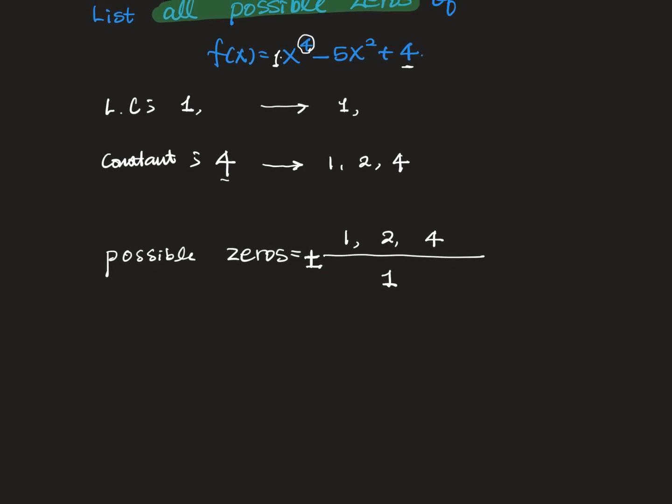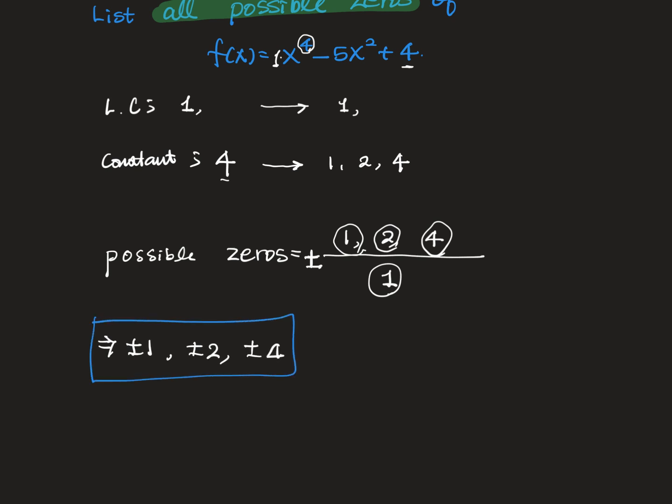So let's find it. First one, positive negative, first pair: 1 over 1. Second, 2 over 1. Third, 4 over 1. Those are the candidates for zeros of the given function, guys. So we have to find which ones are the real zeros for this polynomial.